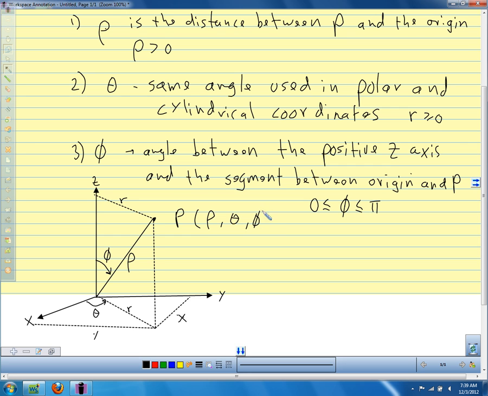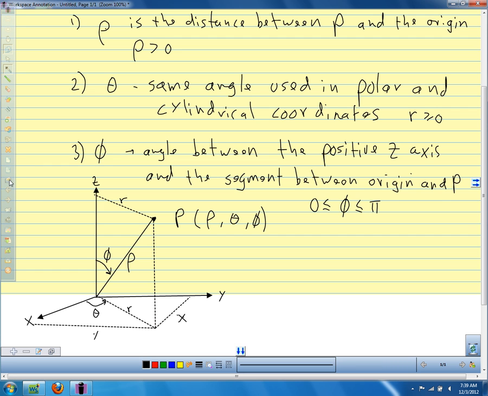Rho, theta, phi. So questions on this. Our conversions back and forth from spherical to rectangular, or spherical to cylindrical, all come from working with these right triangles here and here. So we're going to write our conversions, but they all come from working with this triangle here and the triangles that we have here in the XY plane.